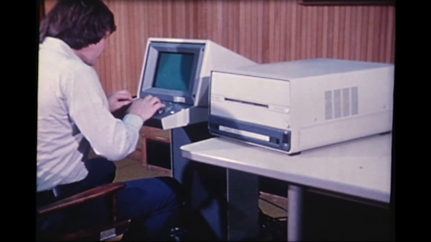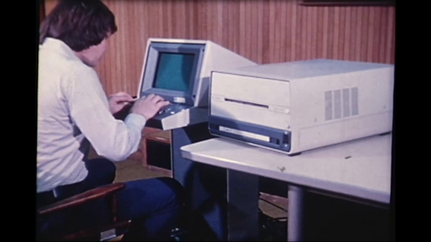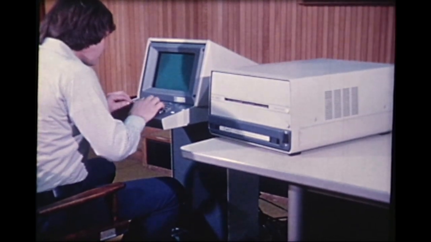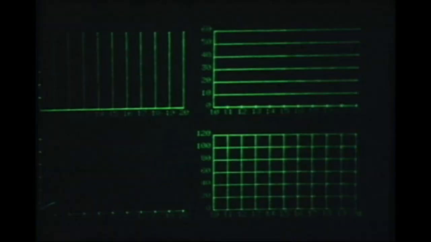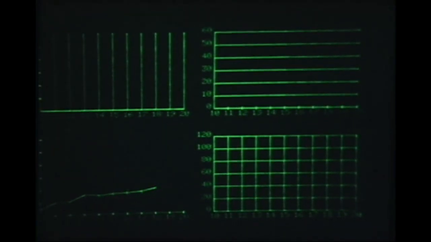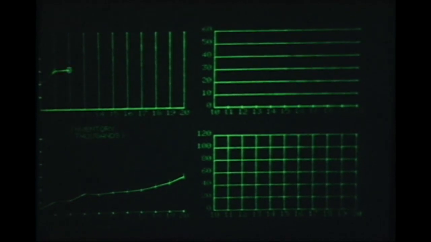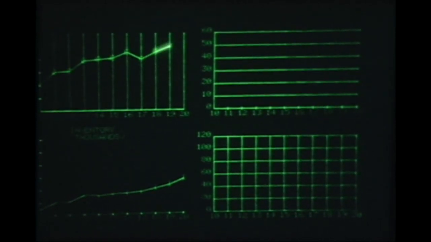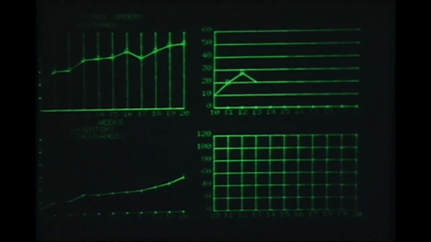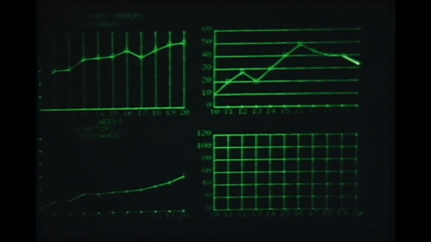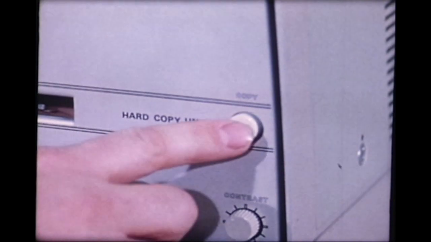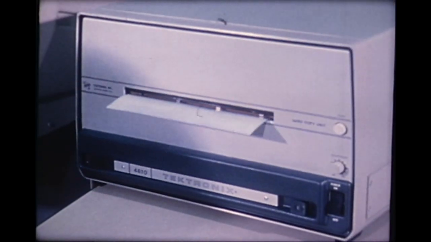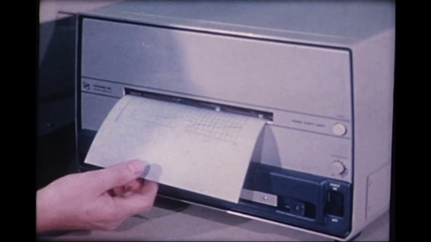Tektronix also produces a line of versatile computer terminals and information display units. These devices provide a means of communicating with a computer and displaying the output information on a unique cathode ray tube. Paper copies of this information can be obtained from our hard copy unit at the press of a button.